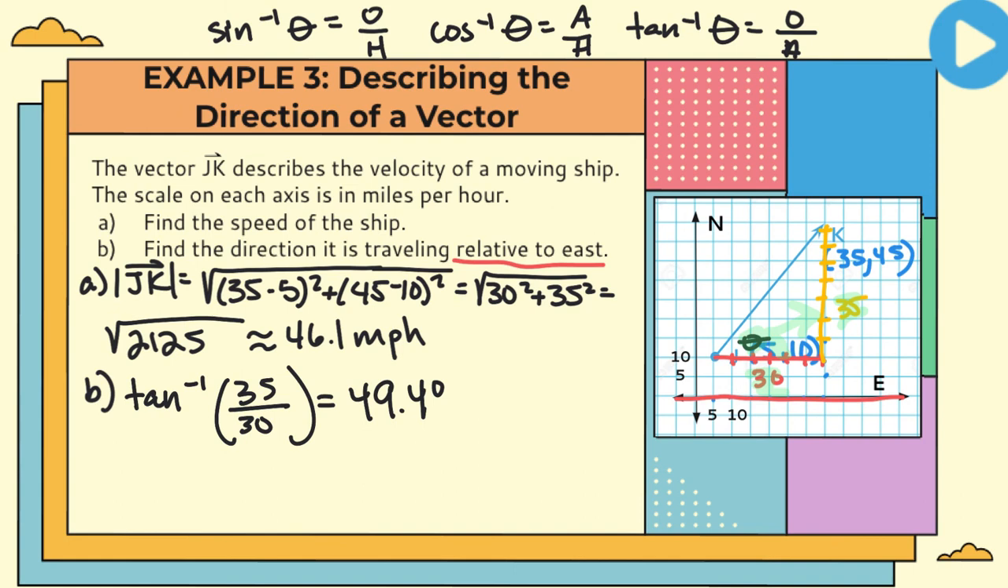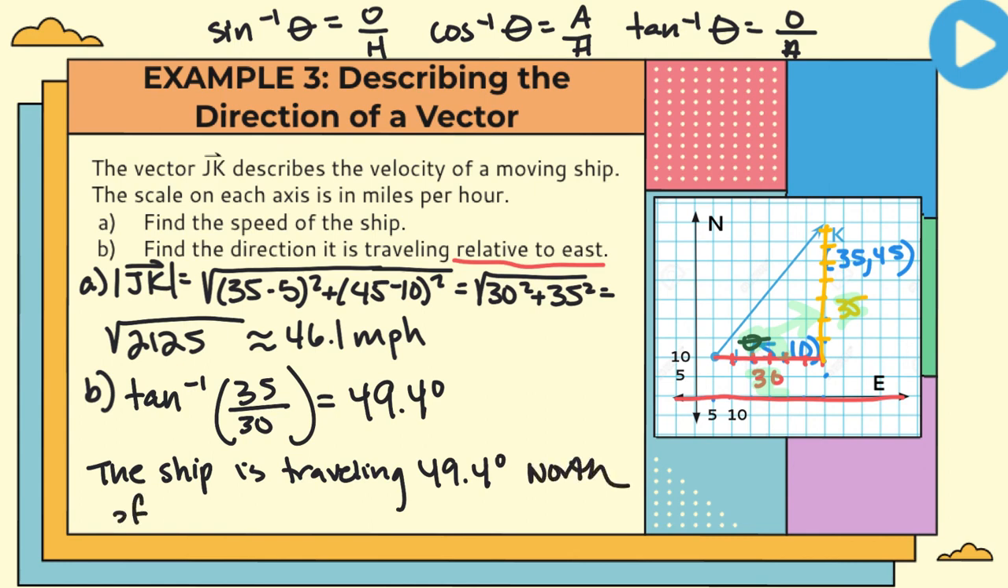So what we can say here is that the ship is traveling 49.4 degrees north of east. See how it's traveling northeast?